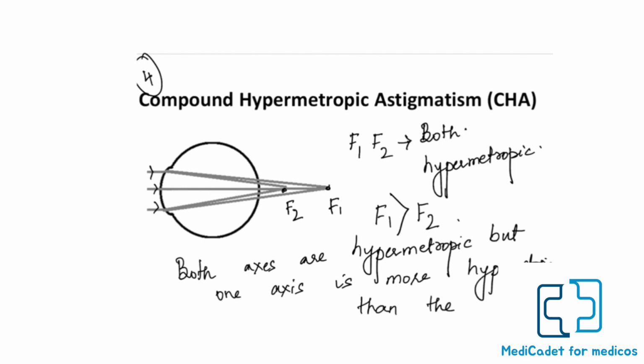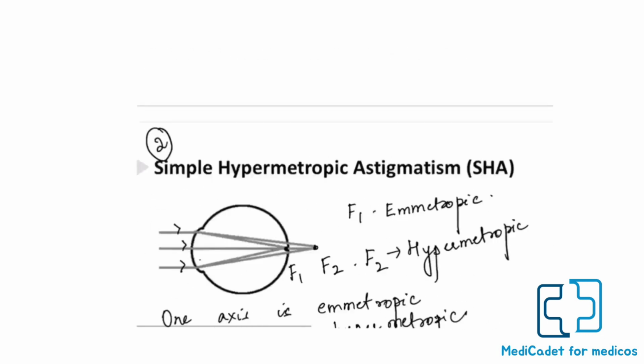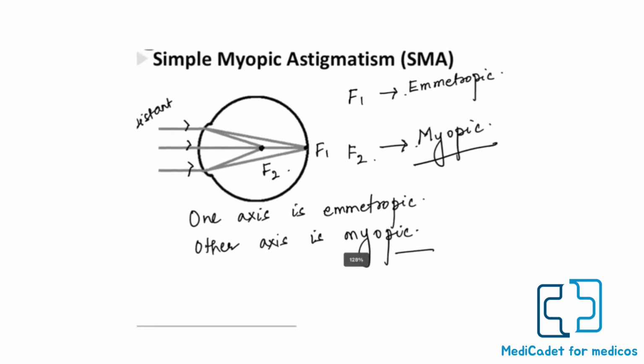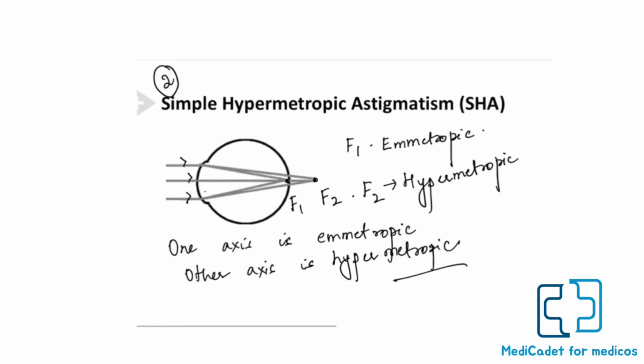That is CHA. So here, let me just quickly revise what the difference is between simple and compound astigmatism. In simple astigmatism, the concept was that out of the two axes, one has to be normal or emmetropic and only the other one will be defective. So if the defective axis is myopic, we call it SMA, and if the defective axis is hypermetropic, we call it SHA. But how about compound astigmatism?